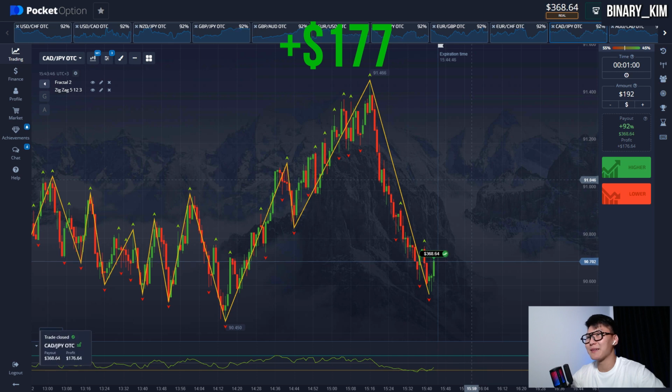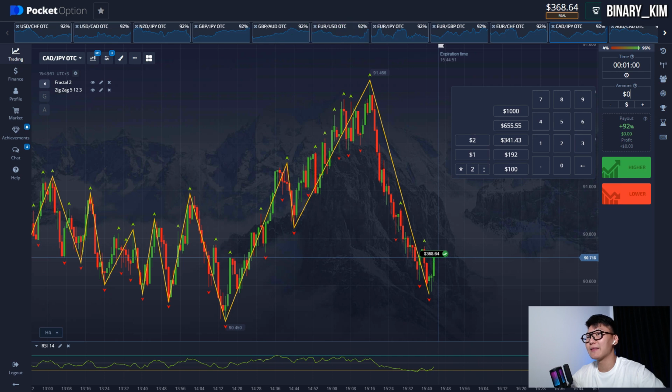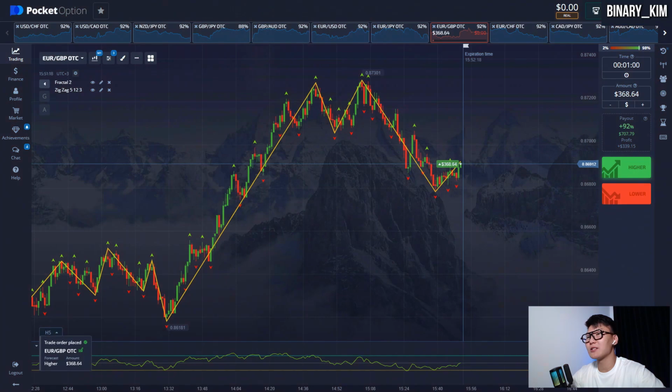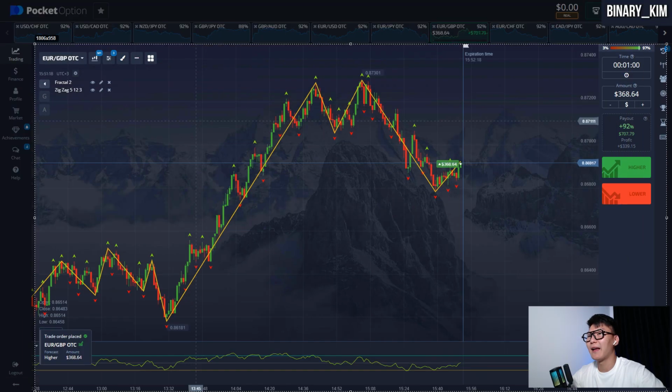And we are in profit again, and we got $368 on our balance, and this is a good start. There is no stopping here, and let's continue. Let's open another long position, guys. I think the trade entry level is really good.